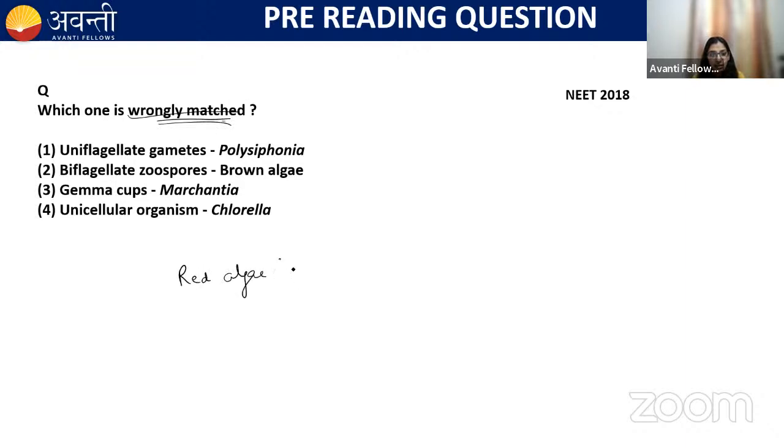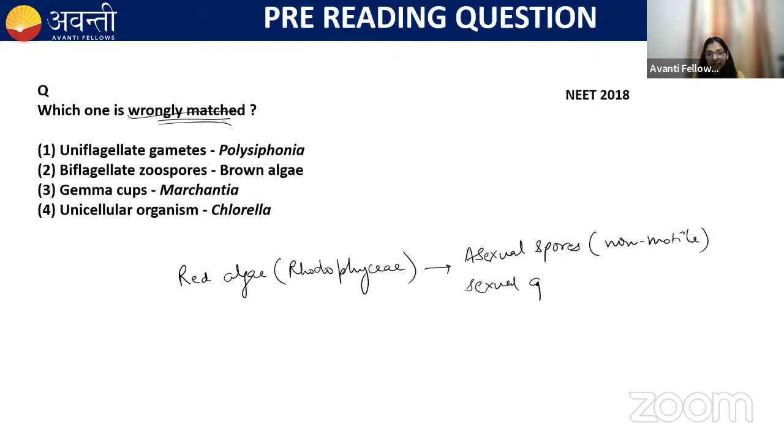We know that in the red algae or Rhodophyceae, the asexual spores are also non-motile. And the sexual gametes, they are also non-motile. That means in red algae, the flagella are absent. Right? And option 1 is saying uniflagellate gametes in Polysiphonia. Polysiphonia is a red algae, and in red algae, the flagella are absent. That means option one is the wrongly matched.